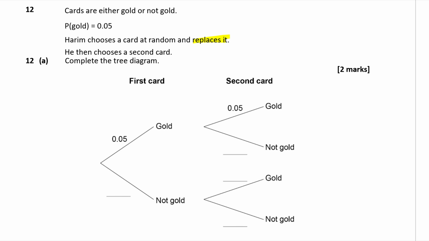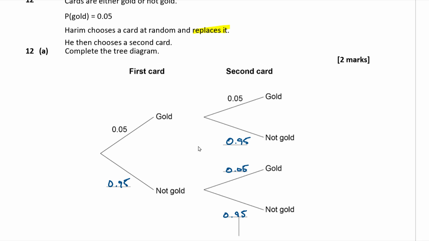Okay. Remember, with every branch, the probabilities sum to 1. So if I've got 0.05 on the top there of that branch, then underneath I'm going to have 0.95 because those two numbers add up to 1. So similarly, I'm going to have 0.95 here. And because it's independent probability, it's just going to repeat down here as well. So 0.05 and 0.95. Okay, so that's all our probability tree done.